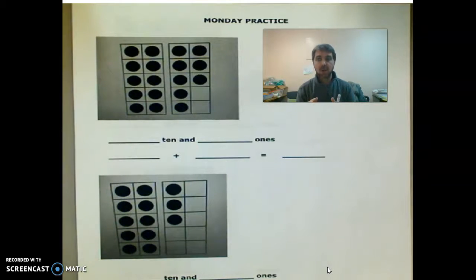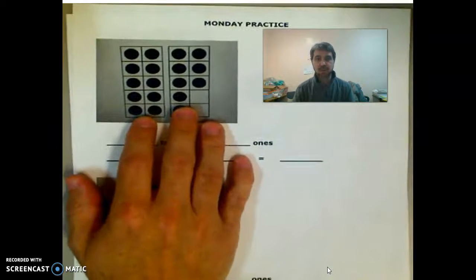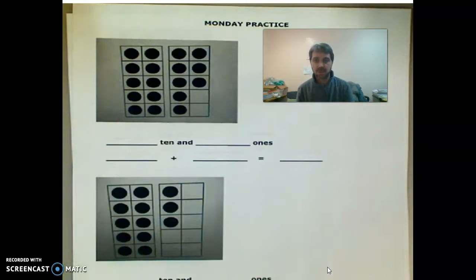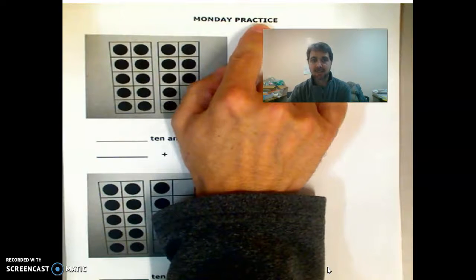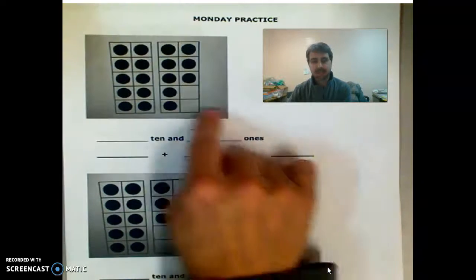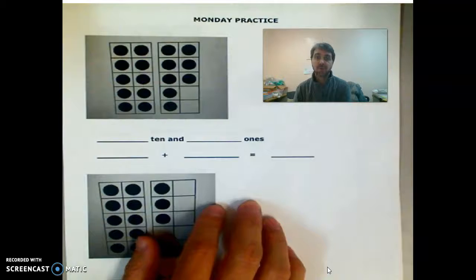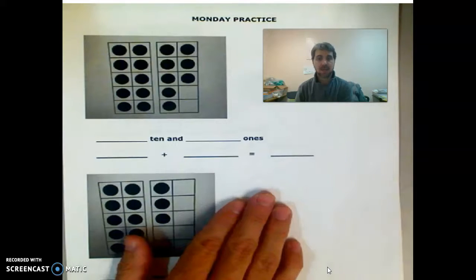I hope you liked the 10 frame flash, right? And I hope you're starting to really understand the idea that numbers have tens and ones. Soon we'll be learning about hundreds, tens and ones, but for now, we're just doing tens and ones. I'm going to do the first one with you. You want to be in your math packet, and it will say Monday practice at the top. It'll look just like this. If you need to pause the video to take this out, please go ahead and do that now and then come back when you're ready.